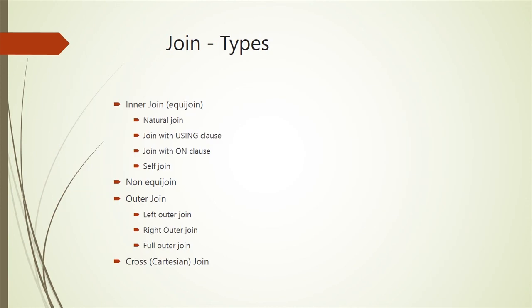There are four types of joins: inner join or equi-join, non-equi-join, outer join, and cross or Cartesian join. Inner join, we can do the inner or equi-join using natural join syntax. You can do it by using USING clause syntax or by using ON clause syntax. There is a special type of inner join or equi-join that is called self-join, which is used to join the table to itself. For outer join, there are three subtypes of outer join: left outer join, right outer join, and full outer join.